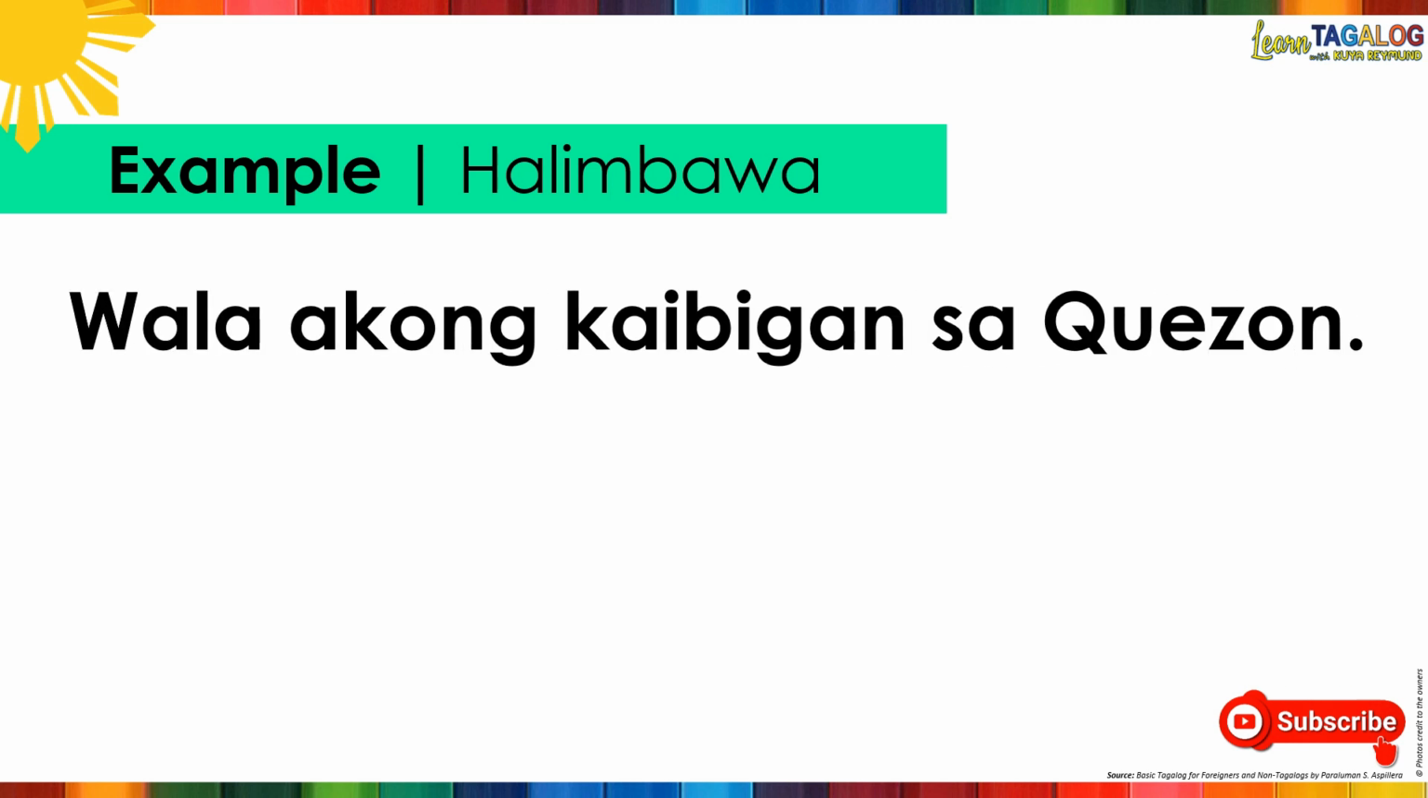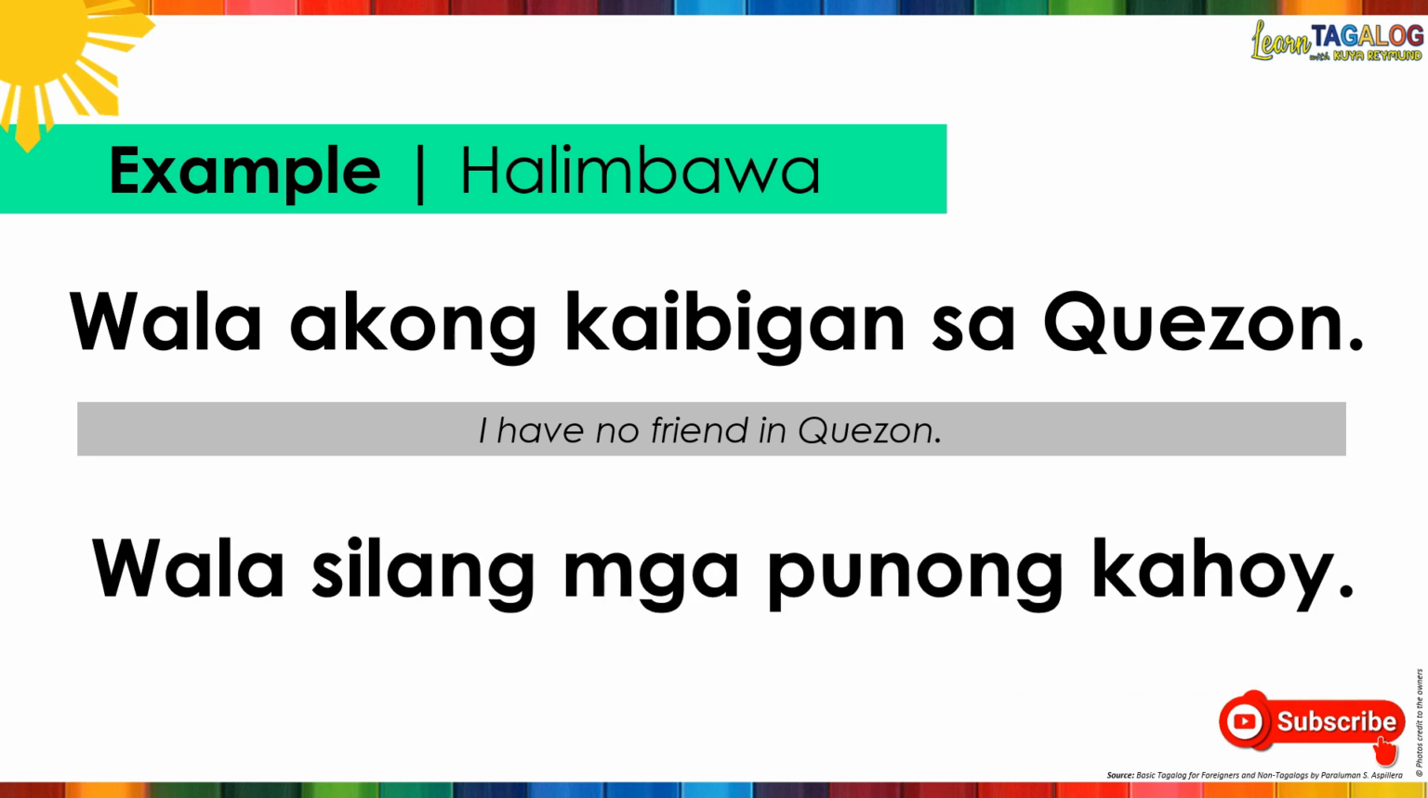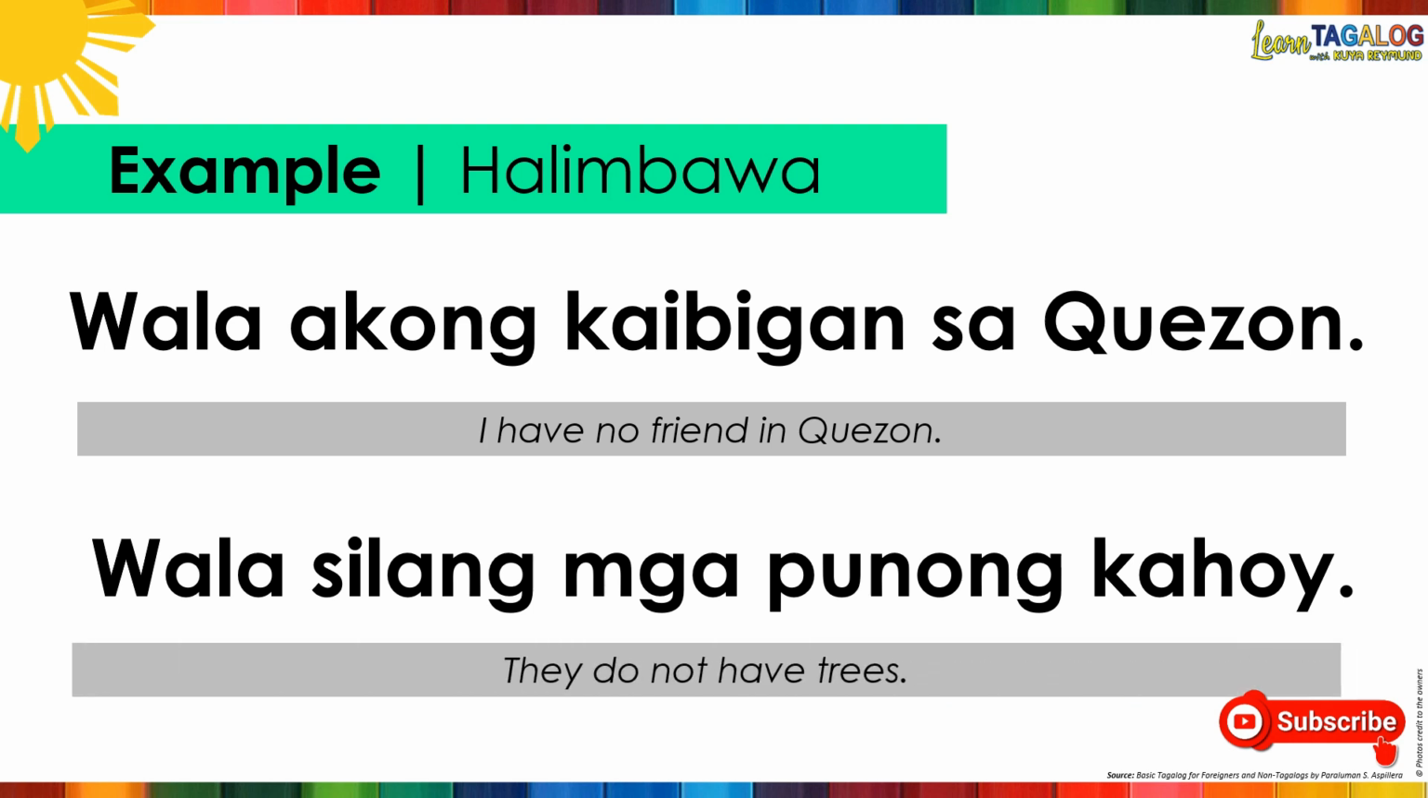We have here an example or halimbawa, wala akong kaibigan sa Quezon. Wala akong kaibigan sa Quezon, which means I have no friend in Quezon. Ayan, wala akong kaibigan sa Quezon. Another halimbawa here is wala silang mga punong kahoy. Wala silang mga punong kahoy. When we say wala, this sentence means they do not have trees. Kasi earlier we mentioned that punong kahoy is a tree and then the word wala means none. So, they do not have trees.